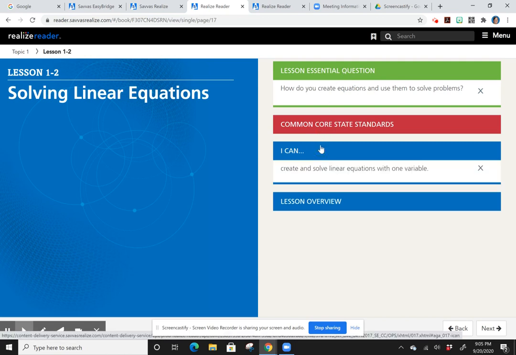The I can statement is, I can create and solve linear equations with one variable. Please notice that this is the same learning target that we have been doing. It's just worded a little bit different.